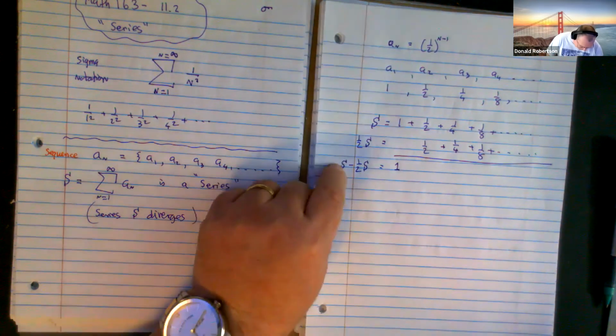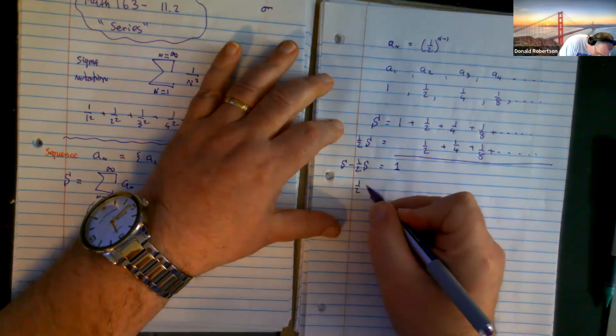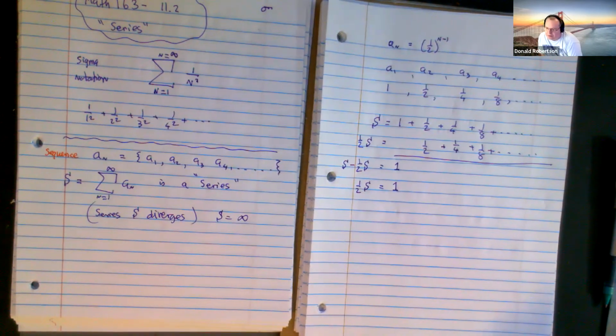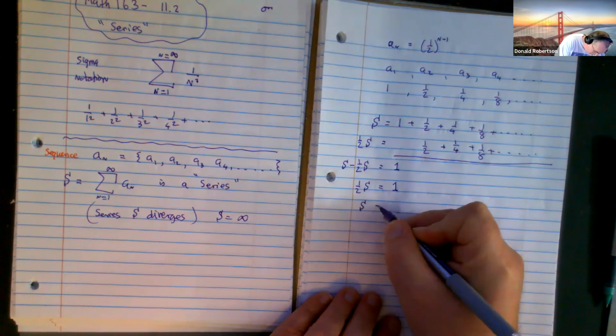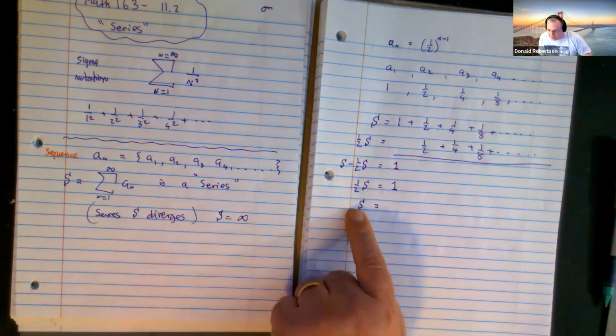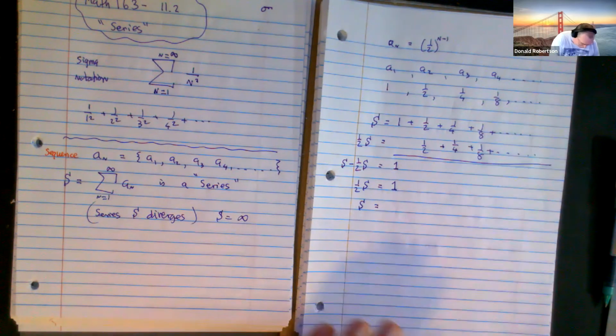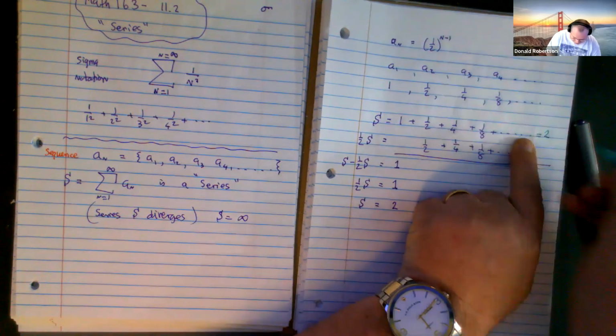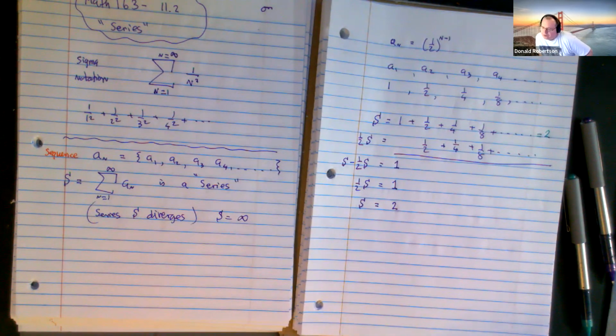Now, S take away a half S, isn't that 1/2 S? Do you agree algebraically? X take away a half an X is half an X, right? Algebraically, that's valid. So what does S equal? Think solving equations. Forget about sequences. 2, agreed. Have I now proved to you that that thing there, even although you're adding an infinite number of things together, the answer is 2?